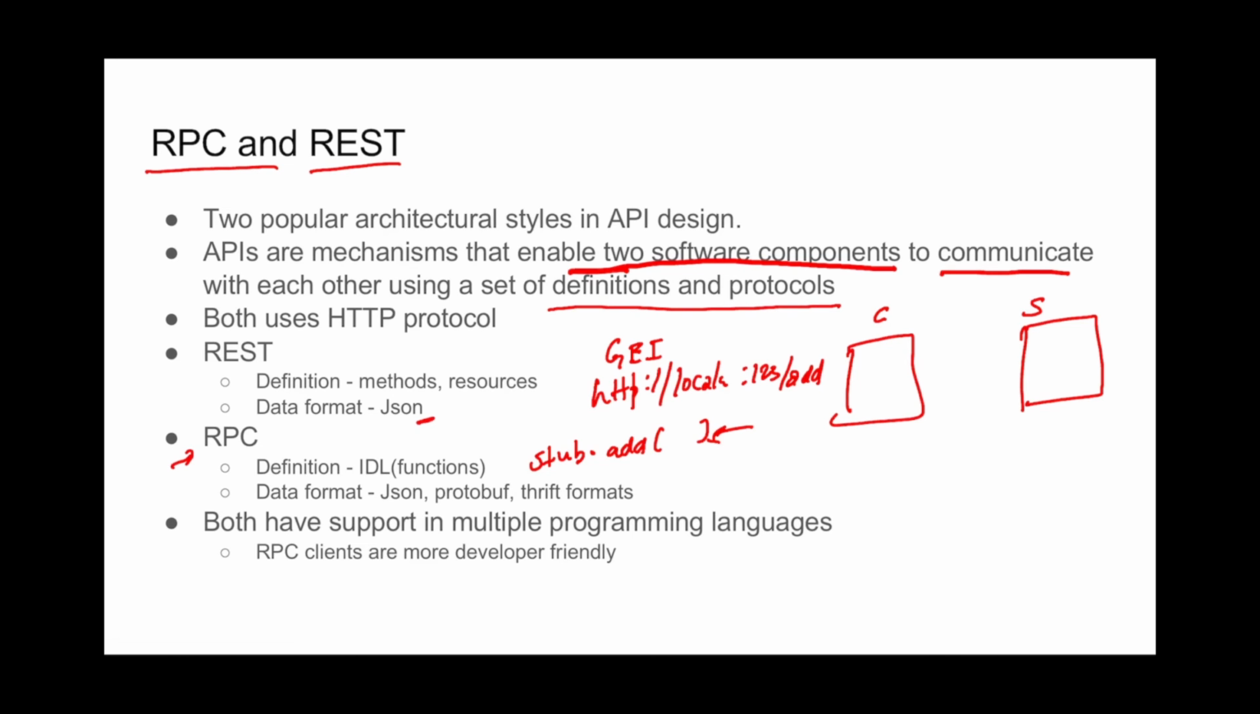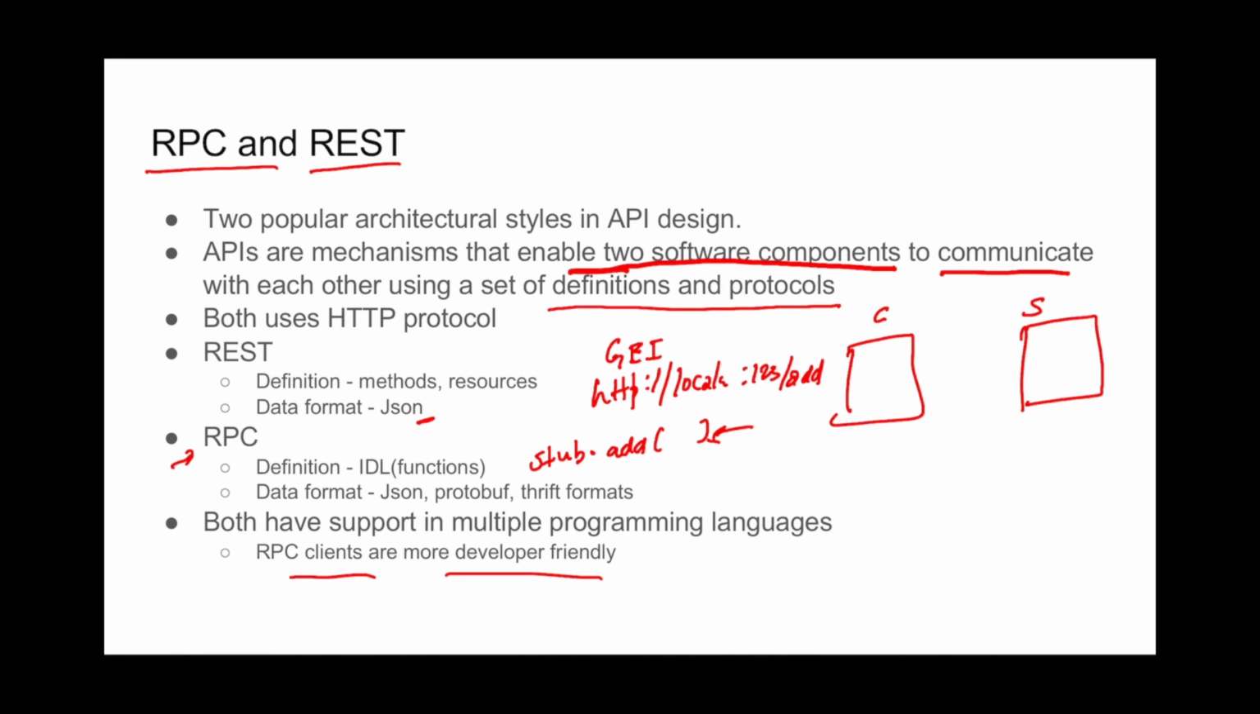Both have support in multiple programming languages. This is a common thing. REST is very popular, and you can have any client, right? You can write a client in Python. You can write one in Java, to call this HTTP function that's there. But as we have seen, RPC clients are more developer friendly. In RPC, when you define the client, you can just call stub.add, which is very developer friendly, right? It's similar to how you are calling a local function.